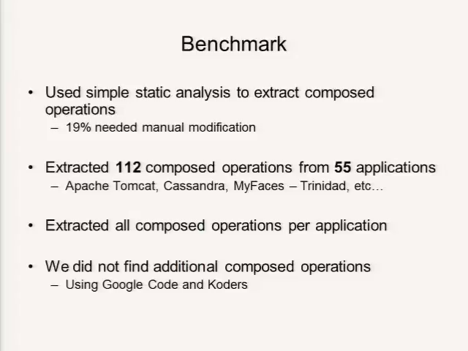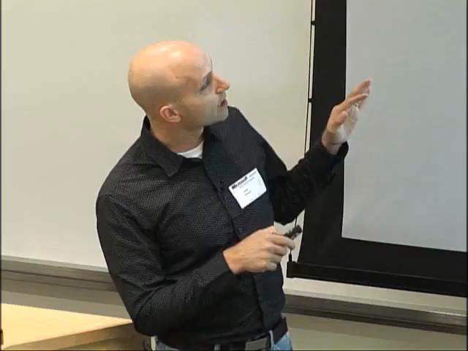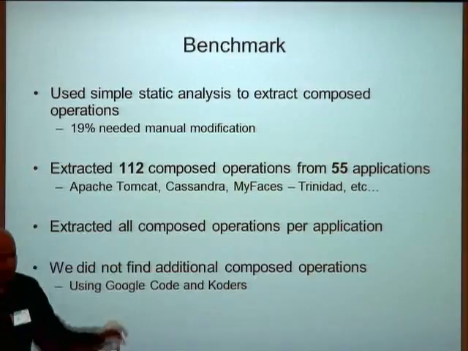Okay, so let's see our benchmark. As I said, we use this simple static analysis to extract the composed operations. In 90% of the cases, the composed operation was part of a large method, so we manually needed to chop it out and to write it. We extracted 112 composed operations out of 55 applications, all of them real composed operations from real applications such as Apache Tomcat, Cassandra, MyFaces Trinidad, and so on. For each one of the applications, we extracted all the composed operations, and we analyzed all of them, and we didn't find any additional composed operation.